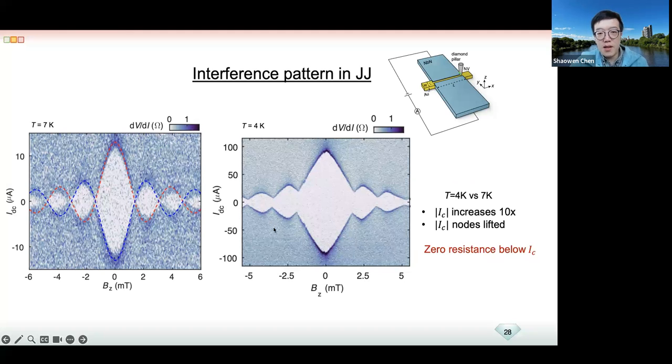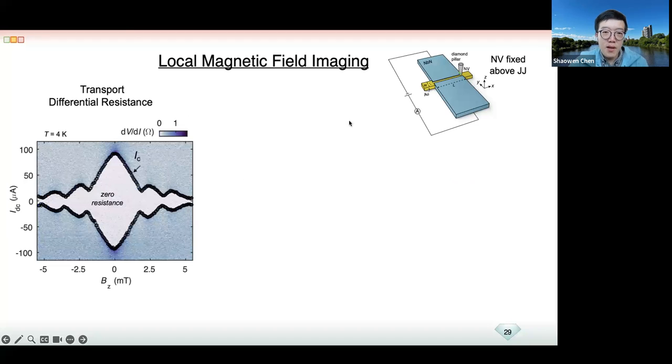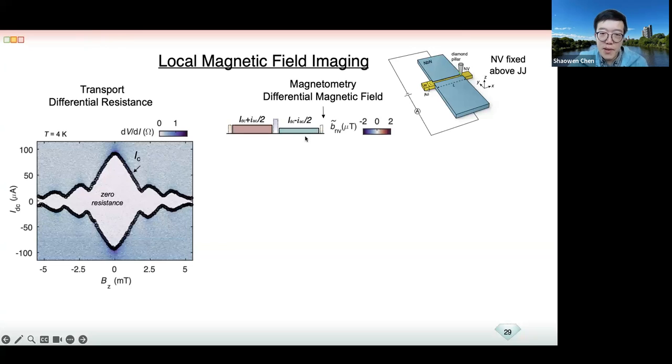So to understand this, what we can do is a local magnetic field imaging measurement, taking similar data as the transport. In this transport measurement, what we are doing is taking the differential resistance of the junction, dV over dI. And again, everything below the critical current is 0. So with our NV center, we can park our NV center somewhere over the junction area, and try to measure the local magnetic field generated by the current.